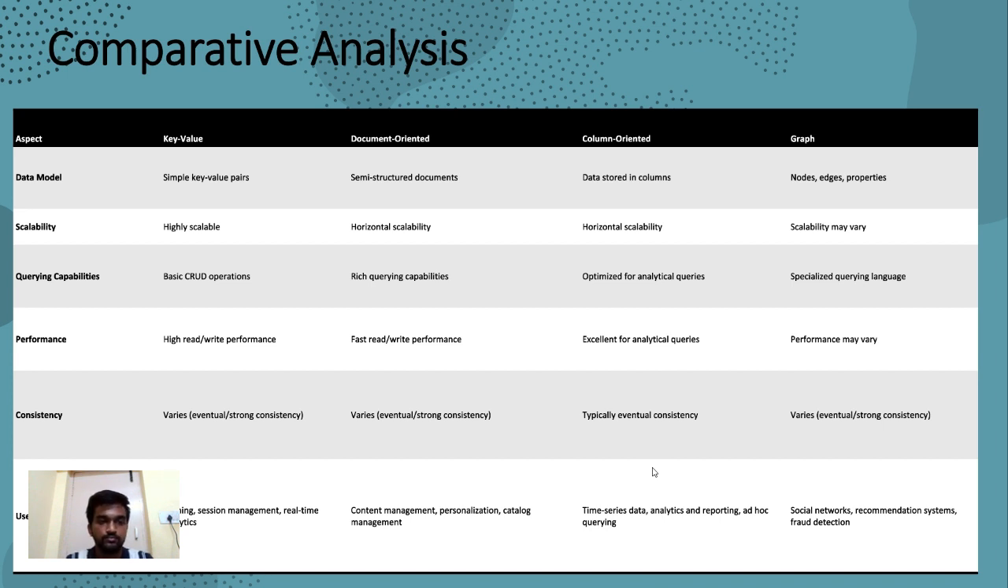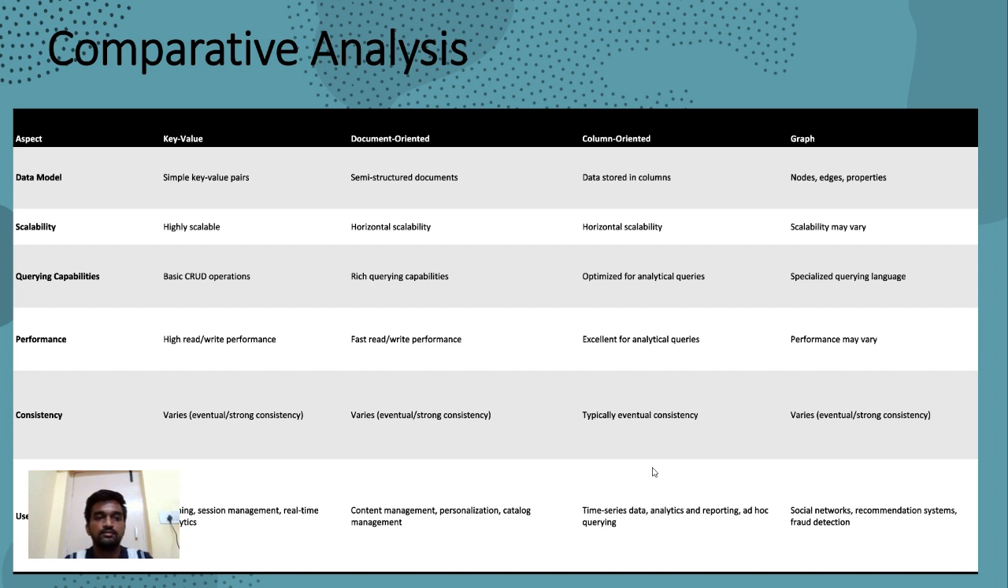The performance. In key-value, it is high read and write performance. Document-oriented is fast read and fast write performance. In column-oriented, it is slow write and fast read performance. In graph, the performance may vary depending on the content of the data.